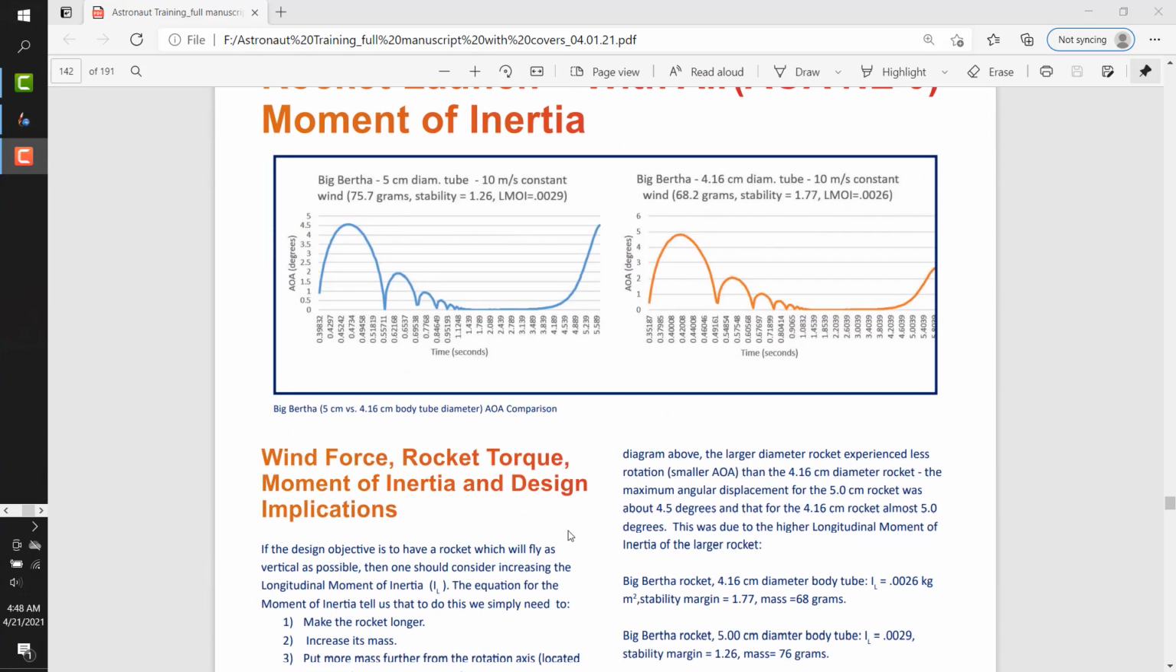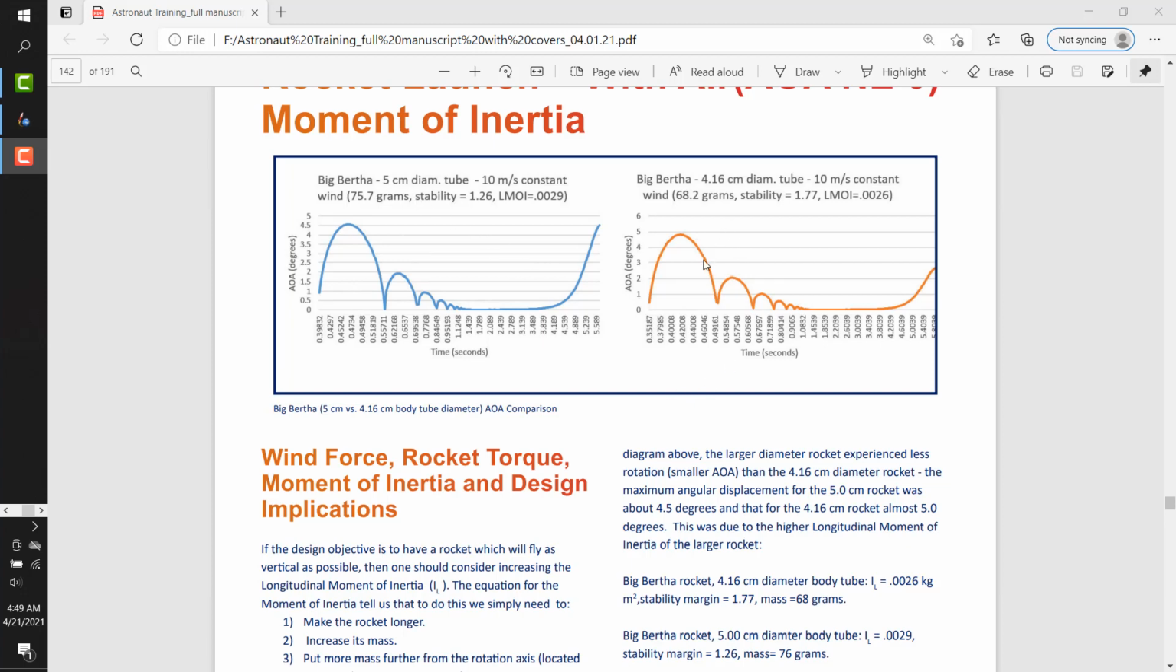Okay, here is an example. Here's the standard Big Bertha rocket, 4.16 centimeter diameter body tube. And I'm flying it in a wind of 10 meters per second. Okay. Here is the same Big Bertha rocket, but I've expanded the body tube to 5 centimeters diameter.